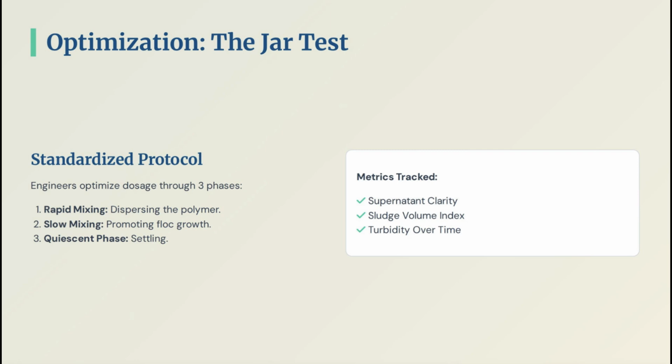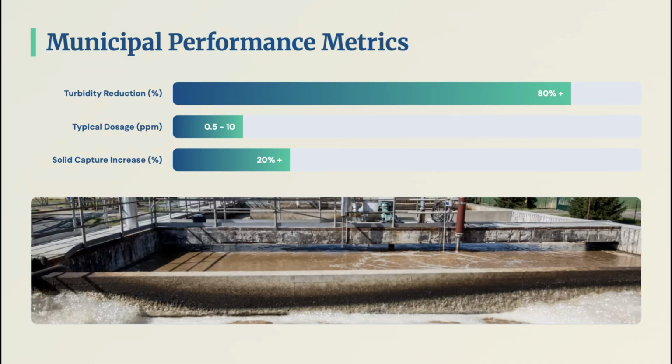The jar test serves as the universal laboratory standard to optimize this selection process. First, a rapid mixing phase spreads out the polymer. Second, a slow mixing phase promotes floc growth. And finally, a quiescent period allows for gravity sedimentation. Throughout the test, we track the reduction of turbidity over time, the clarity of the supernatant water on top, and the final volume of the settled sludge. In municipal clarification plants, a typical effective polymer dose ranges from merely 0.5 to 10 parts per million.